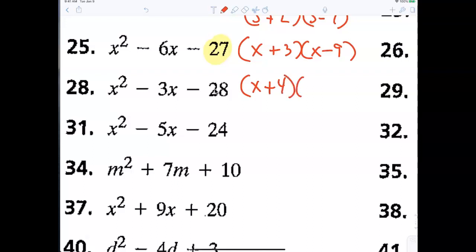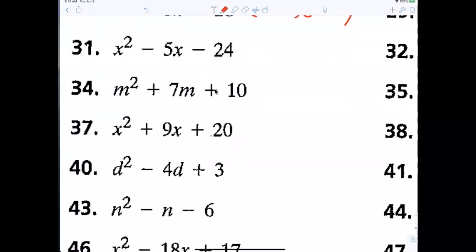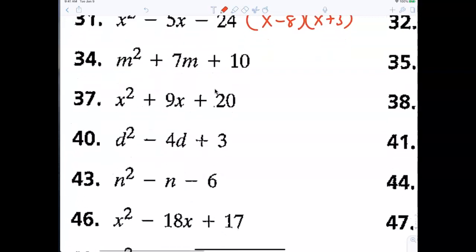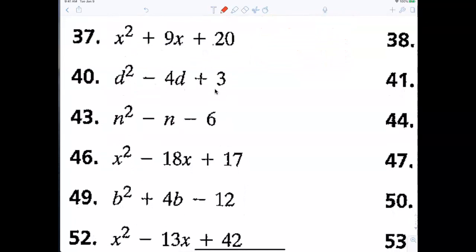X plus 4 and x minus 7. X plus 4, x minus 7. Everybody happy? X minus 8 and X plus 3. Brilliant. William. X plus 5, X plus 2. Oh, not a big deal. I don't care. Go. X plus 5, X plus 2. Yep.